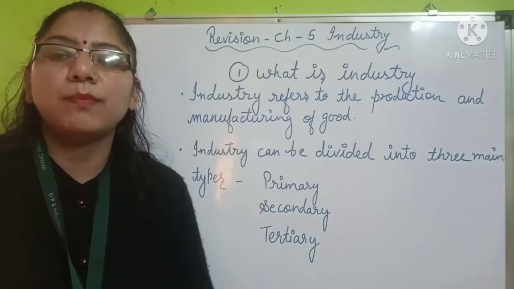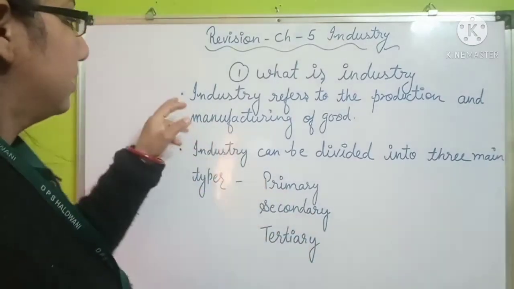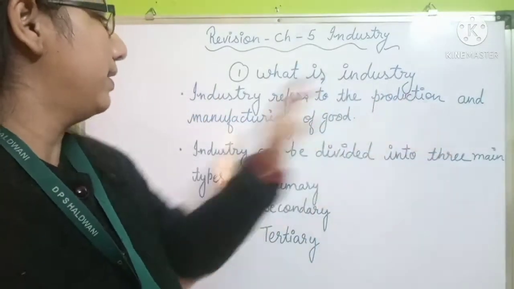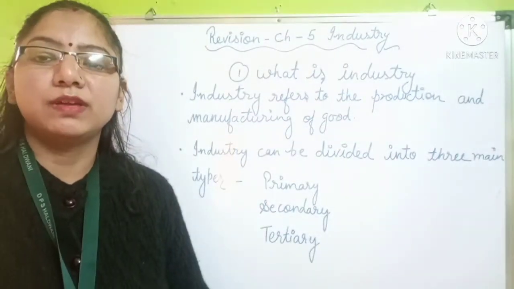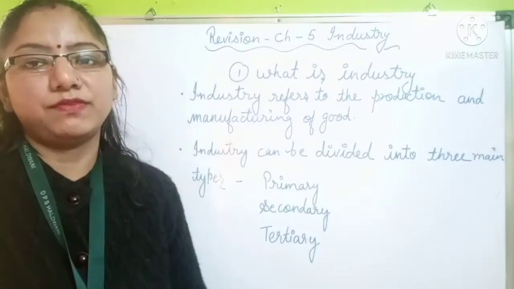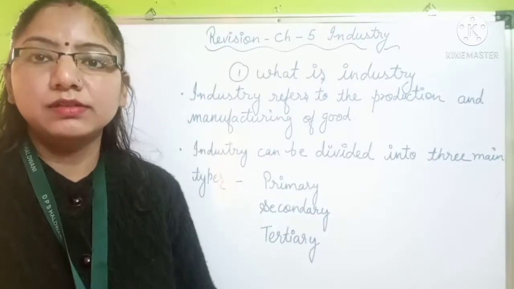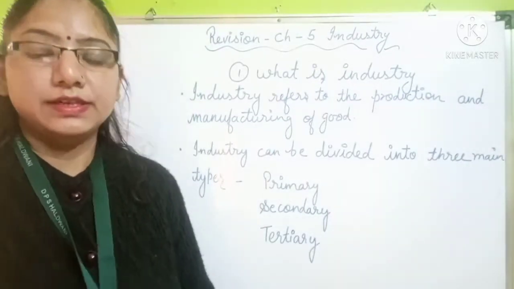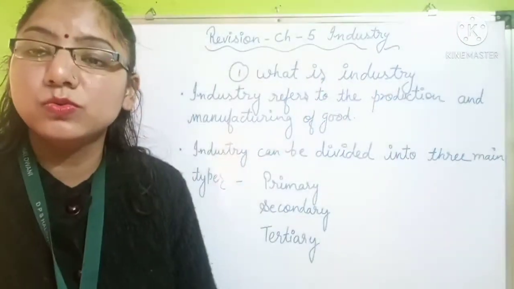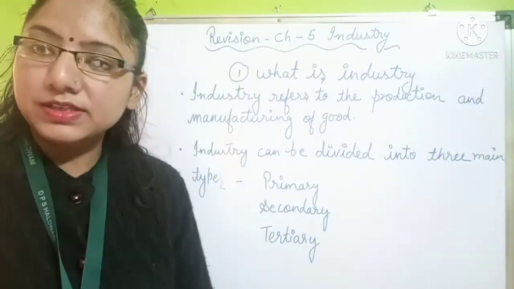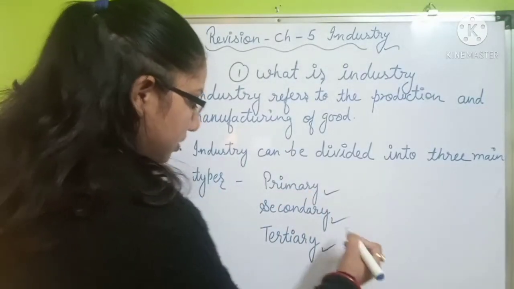Students, if we talk about what is industry, industry generally refers to the production and manufacturing of goods. Means whatever the raw material is available that we have to produce, and then after that it should be manufactured, and all these processes come under the industry. So that is industry, and industry can be divided into 3 main types according to its work procedure. That is the primary industry, secondary industry and tertiary industry.